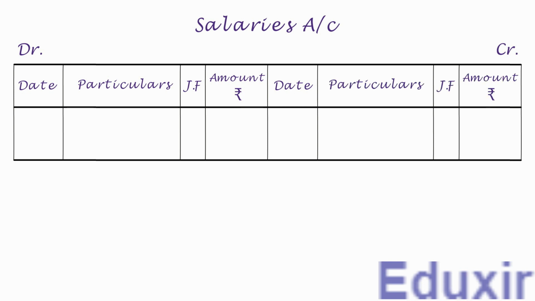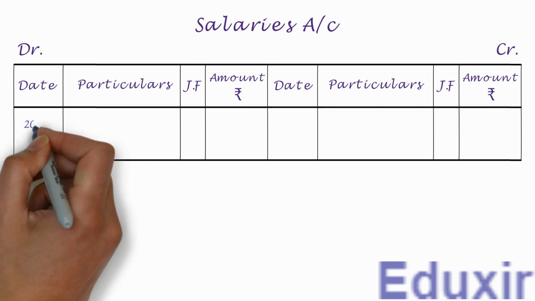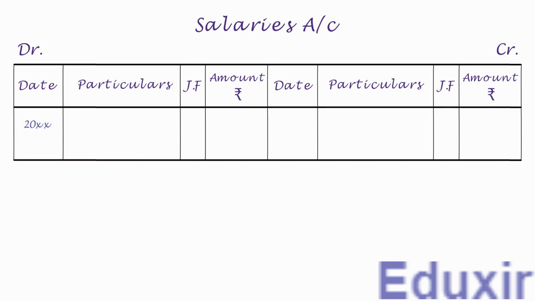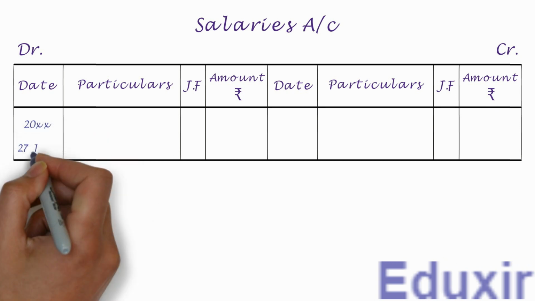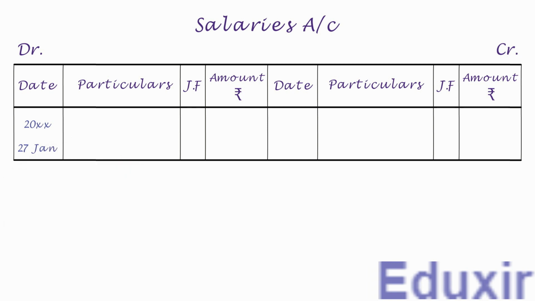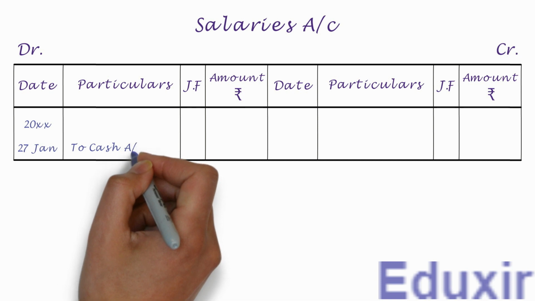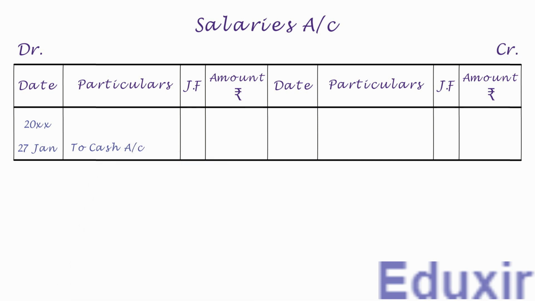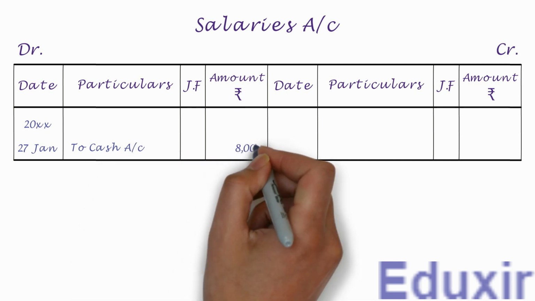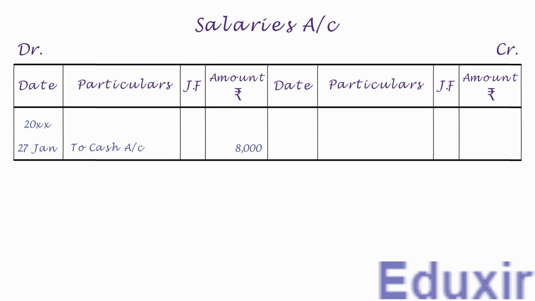Now on the debit side, let us first write the year in the date column. Let us now write the date. We need to write to cash account into the particulars column. Let us write the debit amount of 8000 rupees into the amount column. With that, we have completed the posting of this journal entry into the salaries account. Let us now take up the next entry.